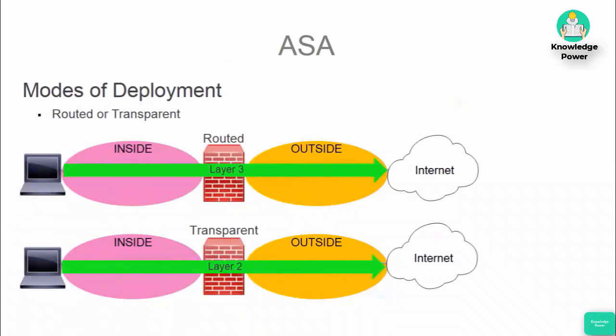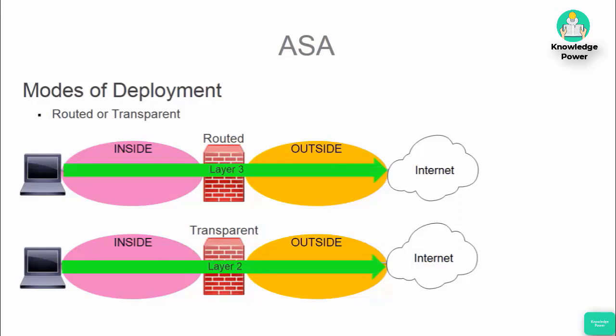ASAs can operate in two different modes, routed and transparent. Routed mode would have layer 3 interfaces, while transparent mode would have layer 2 interfaces. 99% of the time, I see ASAs in routed mode, and it is not as common to use transparent mode.